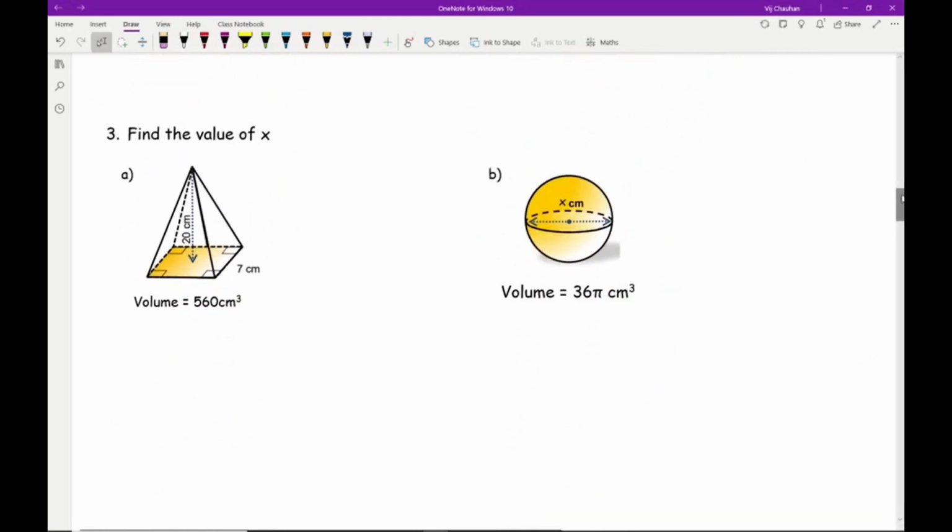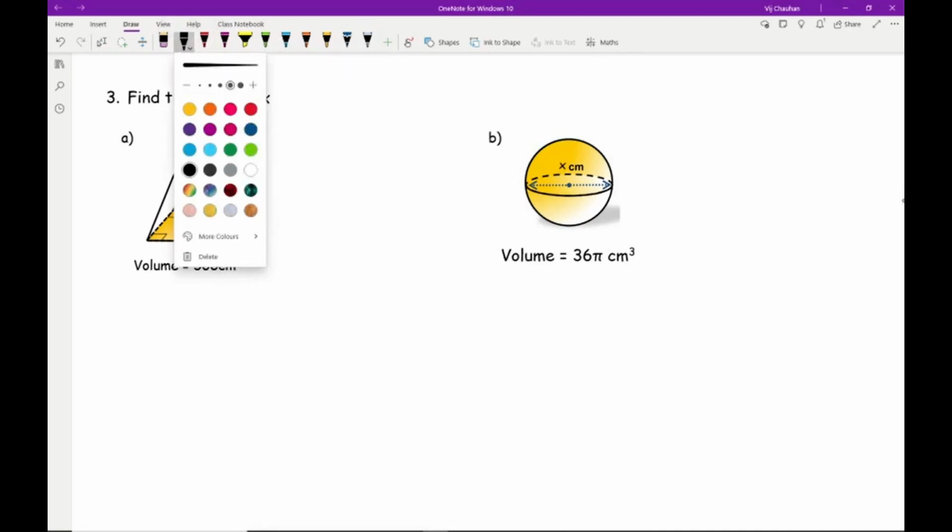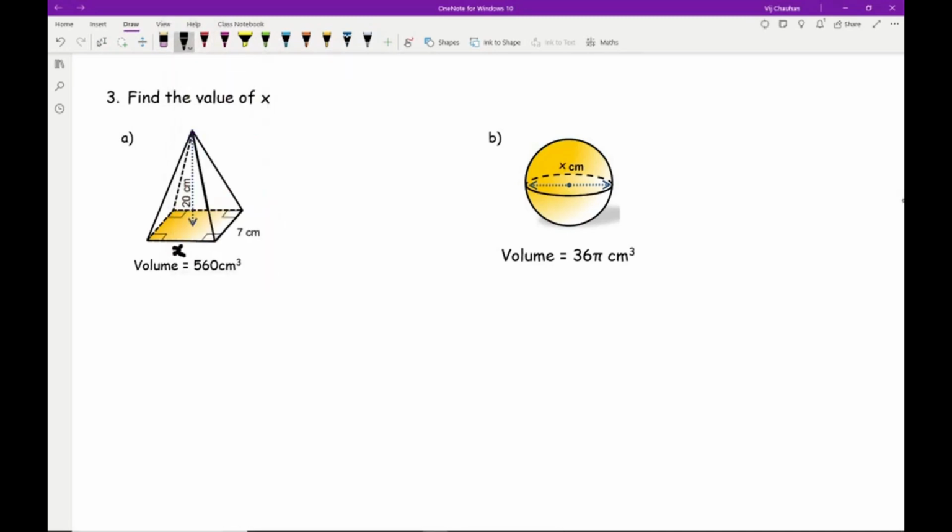So moving on to question 3. Here we've got what we call reverse questions. This is where we're given the volume and we need to work backwards to work out a part of the shape. Unfortunately, on question 3 we seem to be missing the x that we're trying to find, so let me just quickly put where the x is going to be, and the x is going to be there.